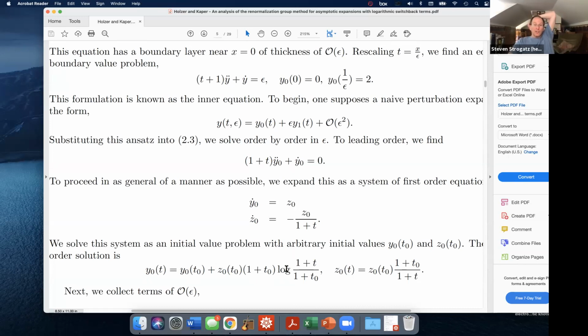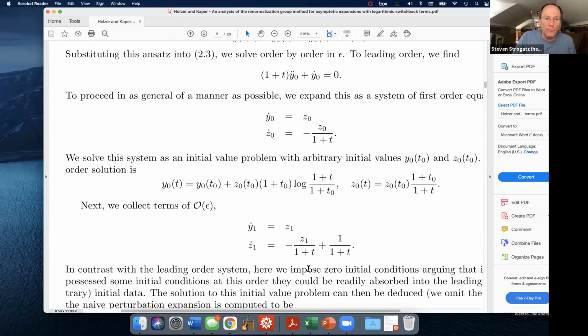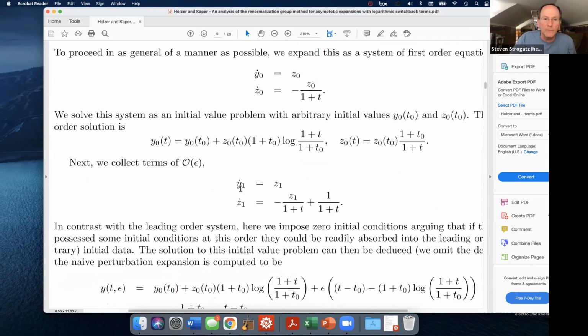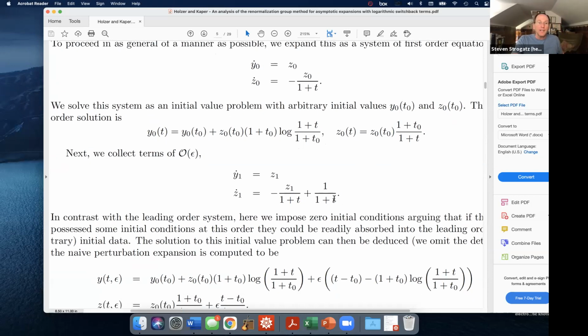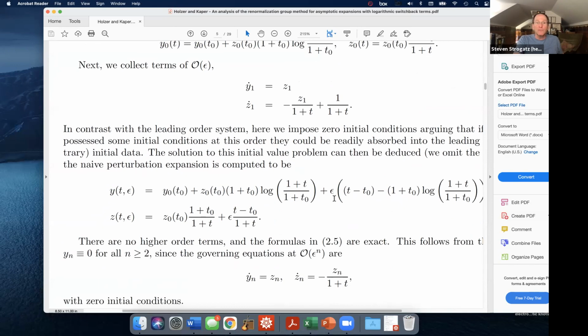So they just get something, and the logarithm has popped up already at order 1, but that wasn't hard. It just was a relatively easy equation to solve by separation of variables. So they got the y0. Then they go to the order epsilon equation. They have something for y1 dot and z1 dot, in terms of which they had to plug in earlier information from y0 and z0, creating this term, the 1 over 1 plus t. Then they can solve for the y1 equation.